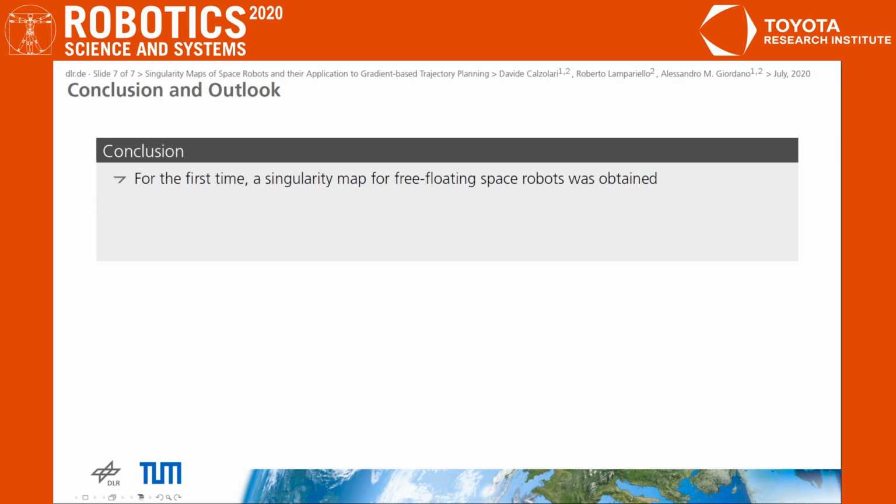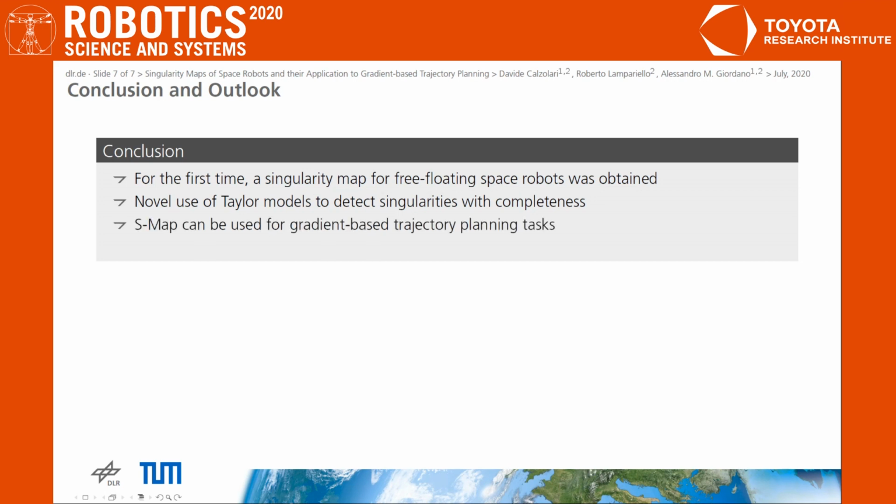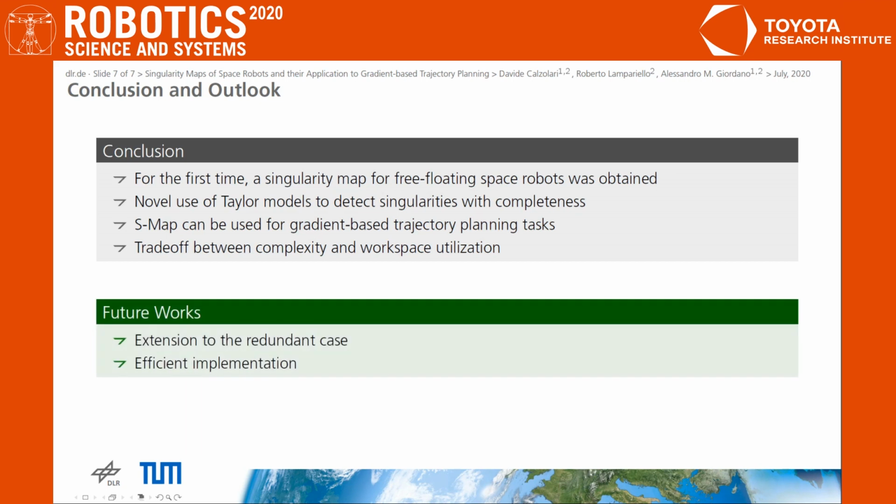For the first time, a singularity map for a 6 degrees of freedom free-floating space robot was obtained. The novel use of Taylor models is a very promising approach to detect singularities with guarantees of completeness in an efficient way. We have provided an example of utilization of the map for a trajectory planning task. The main limitation of the method lies in its computational complexity. It is important to remark, however, that the analysis can be carried out offline, and it can be performed on dedicated parallel computing architectures. Future work will primarily focus on extending the method to handle the redundant case and improve the efficiency. Thank you for your attention.